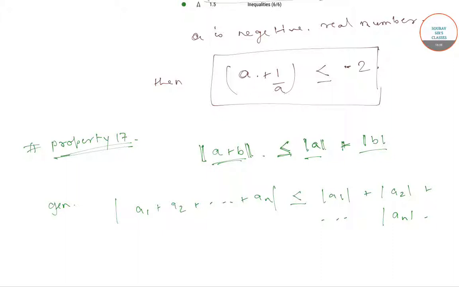And in general we can say that mod of a1 plus a2 plus so on till an would be less than or equal to mod of a1 plus mod of a2 plus so on till mod of an. So these are some of the elementary properties of inequalities.